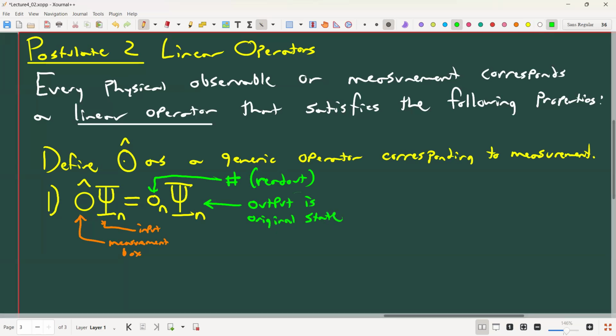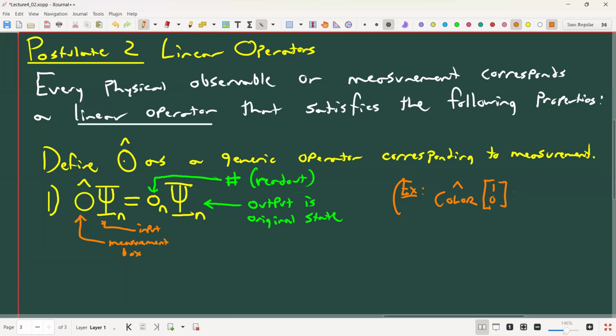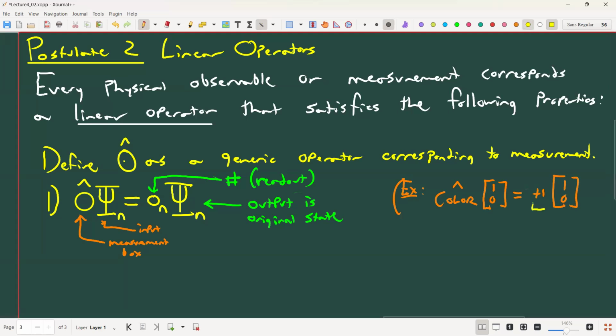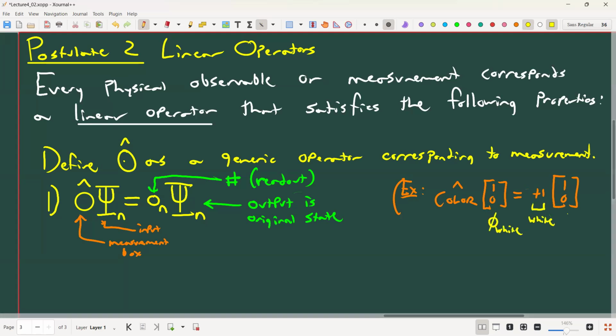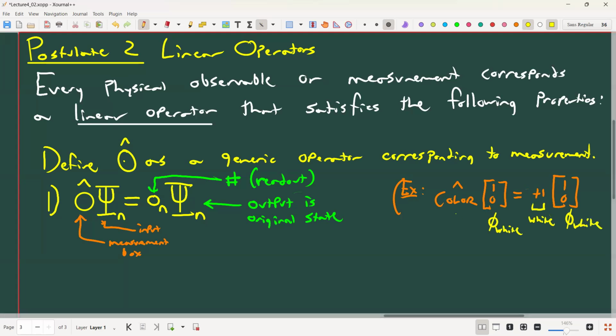Okay, just like color, right? Remember the example that we did last week is that color is our operator, and we apply it on a wave function 1, 0, and we get +1 times 1, 0 out. Right? And this +1 means white. And of course, this is a white electron, and we get a white electron out. Right? And this is my operator.